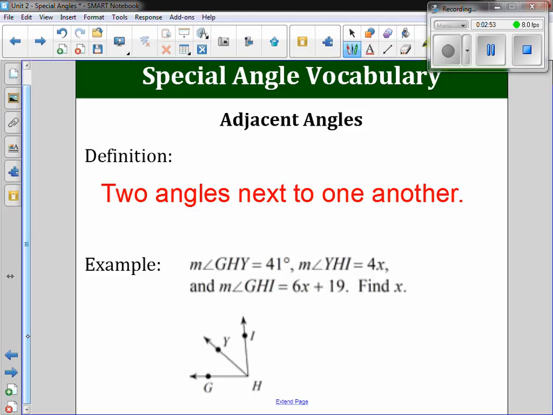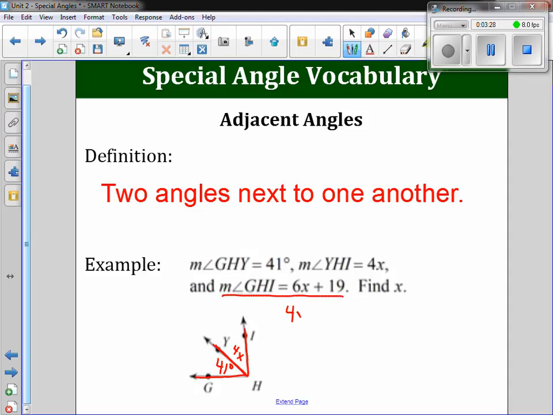Adjacent angles, as mentioned in the previous example, are angles that are next to one another. Here we have two angles that are next to one another. It looks like it is complementary, but we are not sure, so we need to fill in the values that we know. Angle GHY is 41 degrees. Angle YHI is 4x. Together, we know that the entire angle of GHI is 6x plus 19.